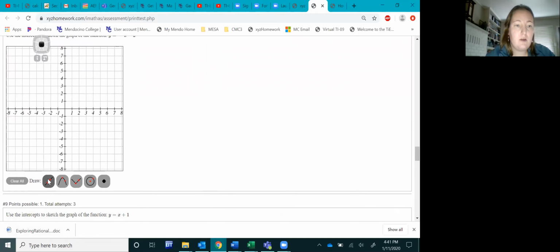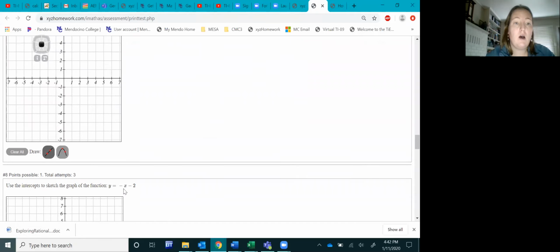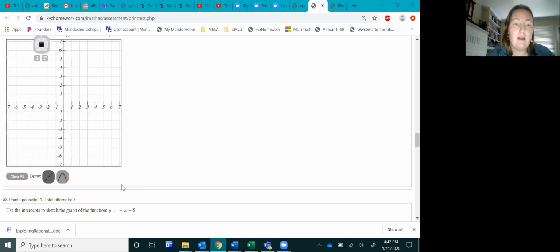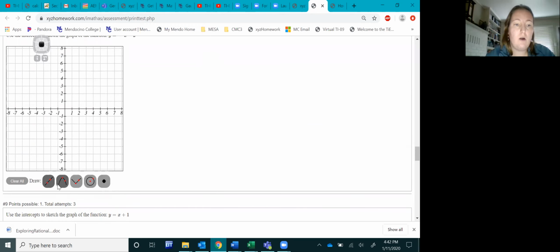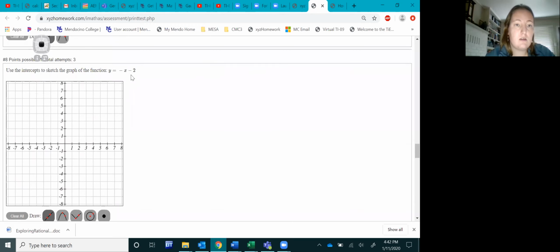You can see there's different tools, and some of them show up on the problem that aren't going to be used. Sometimes it's a smaller set of options. This one has more. So it says to sketch this one by using the intercepts. The y-intercept is -2. The slope is -1. So I'm not really using the intercepts. The other one I would have done is plot -2 if I was really doing the intercepts.